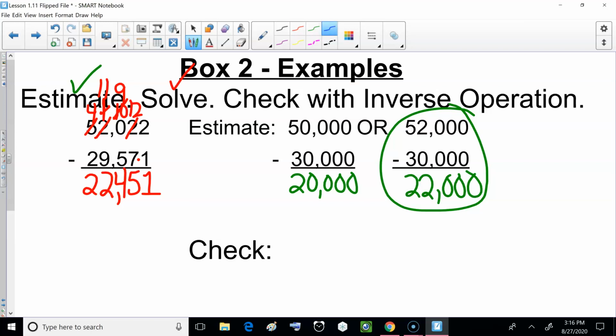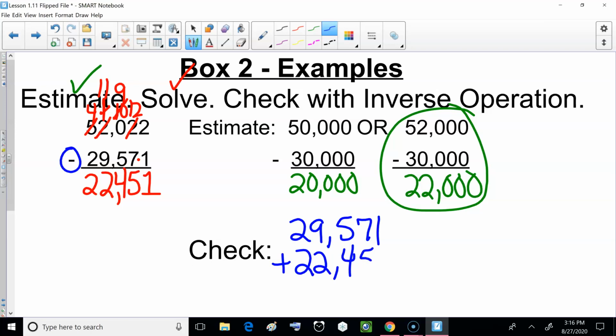Check. The last part is to check with the inverse operation. Since I was using subtraction, I'm going to check with addition. So I take these two numbers, 29,571 plus 22,451. I'm going to add those numbers up, and hopefully it matches that number right there. 1 plus 1 is 2. In my tens, 7 tens plus 5 tens is 12 tens. So I put the 2 here and the 1 up top.